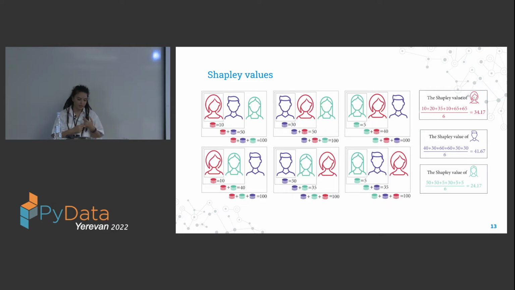So what SHAP does, let's imagine we have a data set, and instead of players, we have features. So each feature is a player, and each feature adds some value to the coalition of features. So the value of the coalition, which is, let's say, red and blue, is 50 in this case. In that case, the value of the coalition is the quality of the outcome of that instance.